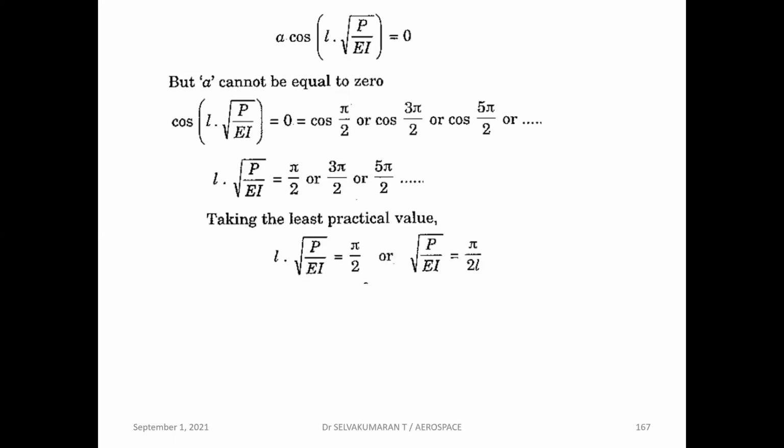So cos of L root of P by EI is equal to 0. Cos 90, let us consider the least practical value, cos pi by 2. So L into root of P by EI is equal to pi by 2. Squaring on either side, you get P critical is equal to pi square EI by 4L square. Pi square EI by 4L square is the critical load formula for a column whose one end is fixed, other end is free.